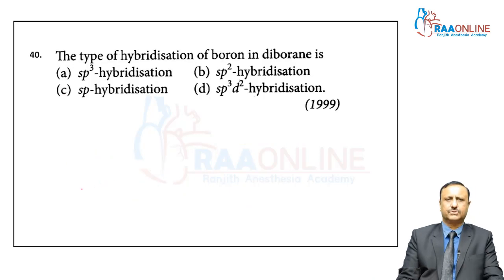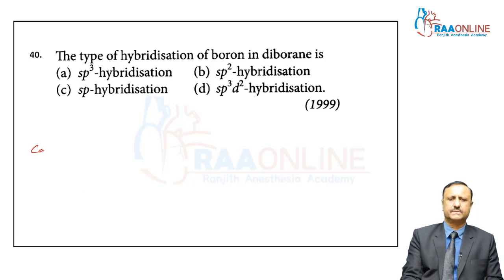Now, we can see question number 40. The type of hybridization of boron in diborane is. My dear students, we can see here the concept and reaction. Here we can see diborane. B2H6 is called diborane, my dear students. Here I gave you the structure of diborane already, and we can see this structure further, and here this is the lone pair of electrons which are being shared with this.